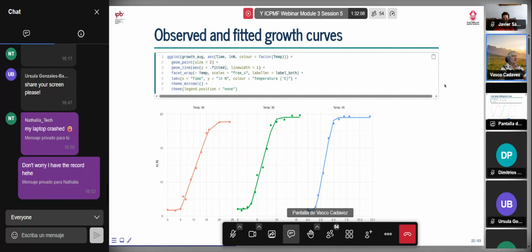Now it will be good to check if the fitted values have a nice adherence to the observed values, and you can do this. You see, we get the grow augmented data that we augment with the residuals and the fitted values, and then with ggplot you can add the fitted values as a line. So the lines are the fitted and the dots are the observed values. So we can see that the fitting is quite nice just looking at the graphs.